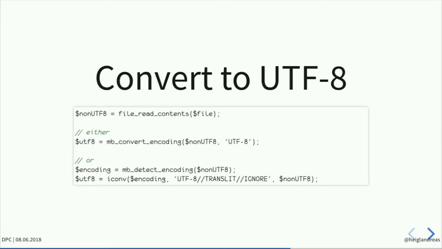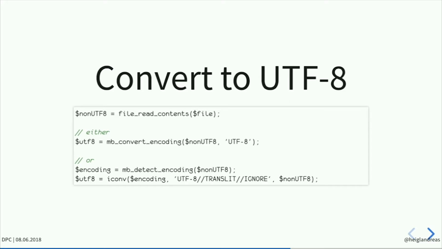I usually use the translit and ignore arguments as well, which means if you can't find a proper UTF-8 character, try to transliterate it. That's where the locale settings come into play. Transliteration means if I have an Ä, a German umlaut, and I have the German locale, it will transliterate that into AE. If I have the American locale, it will transliterate it to A. But no matter what, it will transliterate it to something sensible.